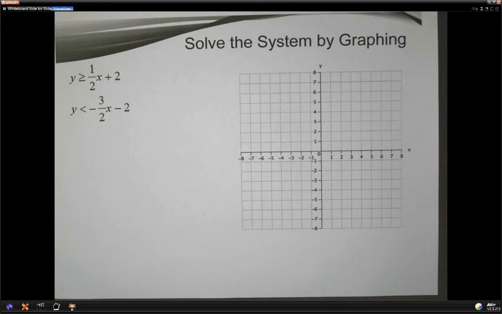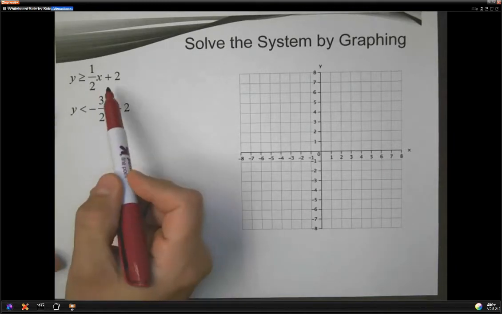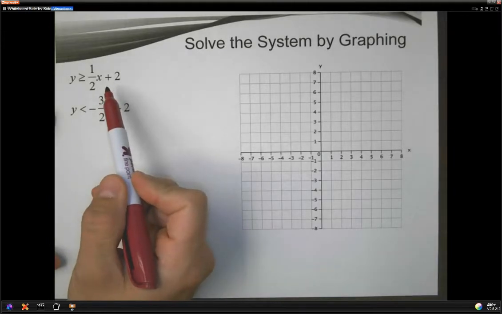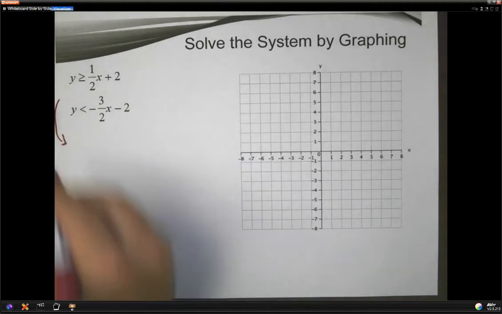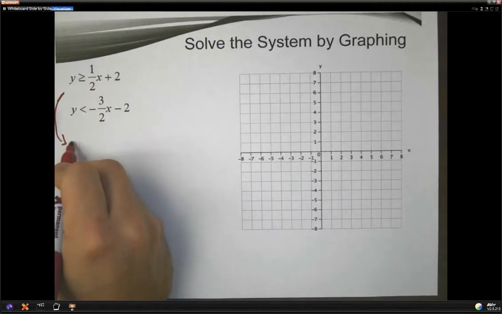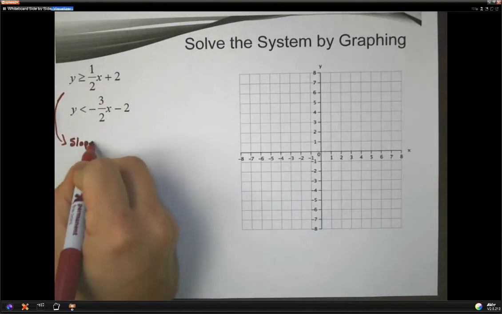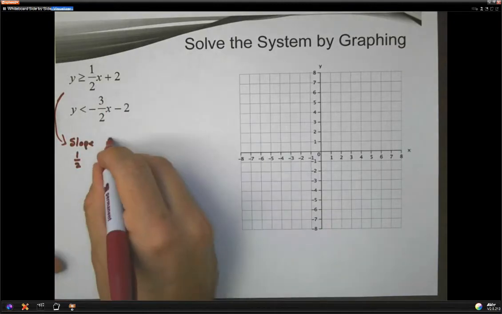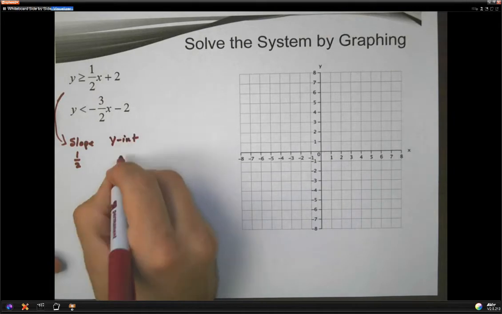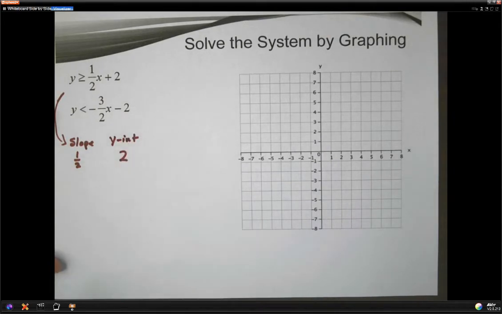So here we're given a system of inequalities, and we're asked to graph and solve the system by graphing. What I'm going to do is take the first inequality. I do notice it is in slope-intercept form. Just a couple of things from that first one: I notice that the slope is equal to 1/2, and the y-intercept for that first one is a positive 2.